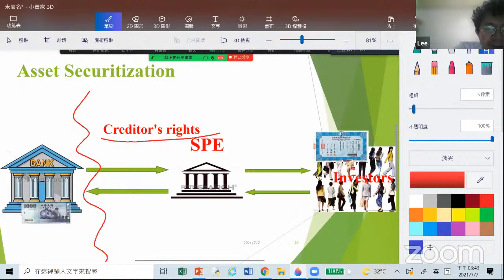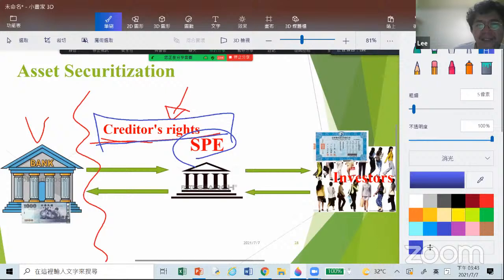So maybe there are some loans that cannot be repaid, maybe some families fail, they default, they cannot repay the interest or the principal. And this has nothing to do with the bank, because they already transferred all the rights to the new company. The new company has already received all the rights.